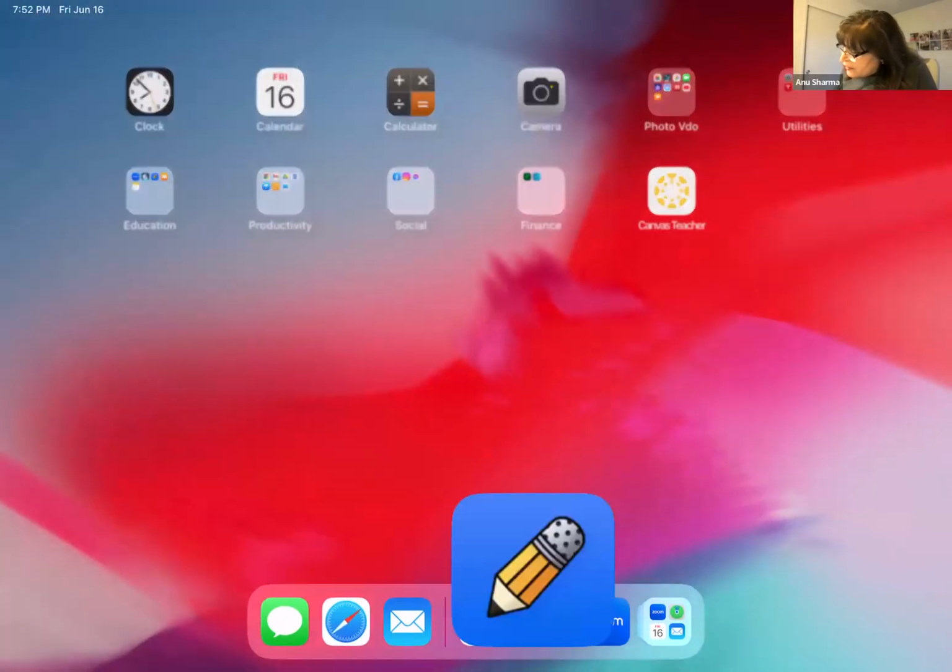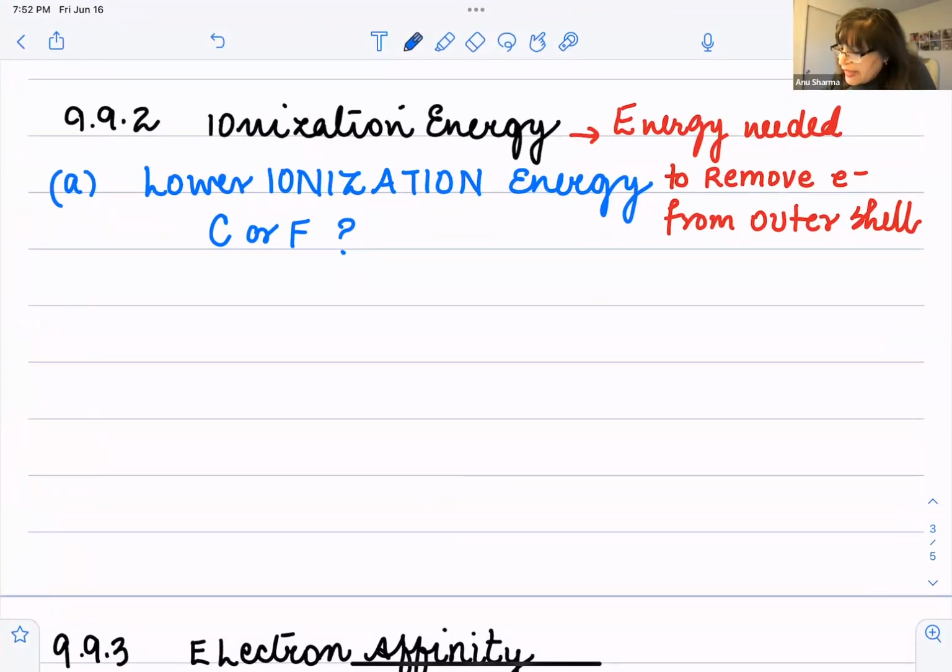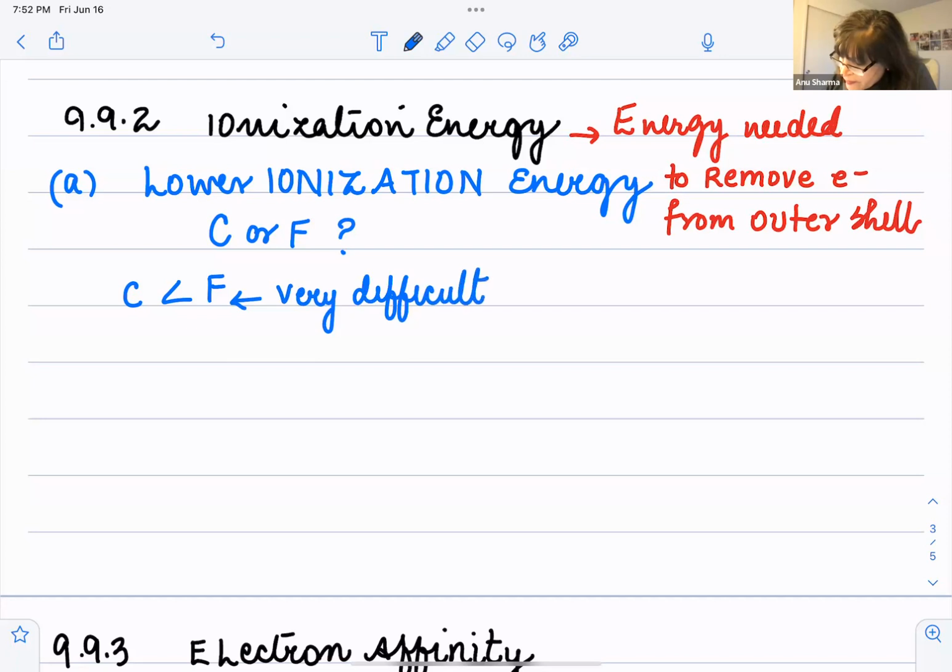So which one will have a lower ionization energy? The energy level of fluorine is higher, so carbon will have a lower one. It is very difficult to remove electrons from fluorine. That is why the ionization energy is going to be high. So keep this trend handy.